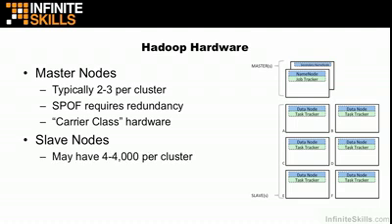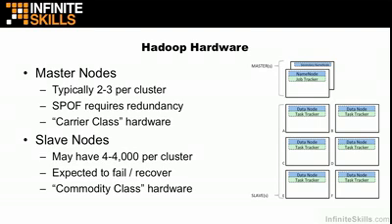Slave nodes will be many. You'll typically have between 4 to 4,000 per cluster. These are expected to fail and come back into the cluster at any given time. They are not single points of failure. And on these, you want to use commodity-class hardware, or very cost-effective hardware.